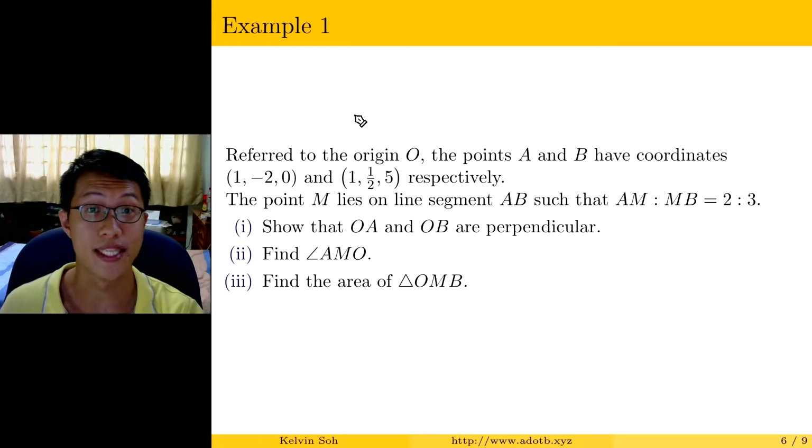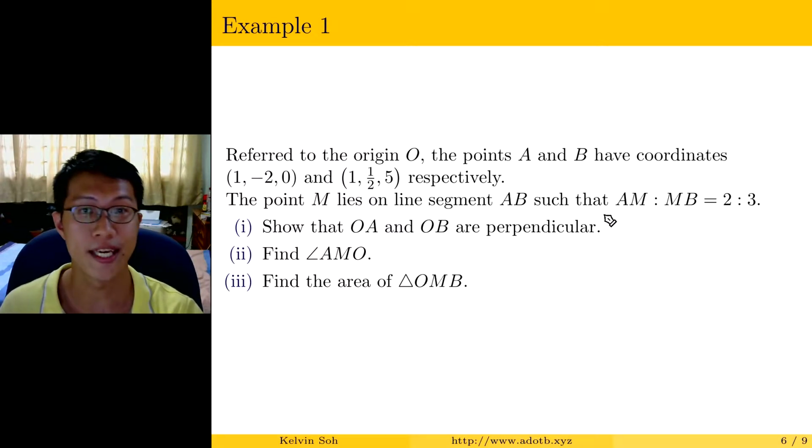The question goes this way. Referred to the origin O, the points A and B have coordinates (1, -2, 0) and (1, ½, 5) respectively. The point M lies on the line segment AB such that AM is to MB equals 2 is to 3. Part 1: show that OA and OB are perpendicular. For part 2, we need to find the angle AMO, and for part 3, we will find the area of the triangle OMB.